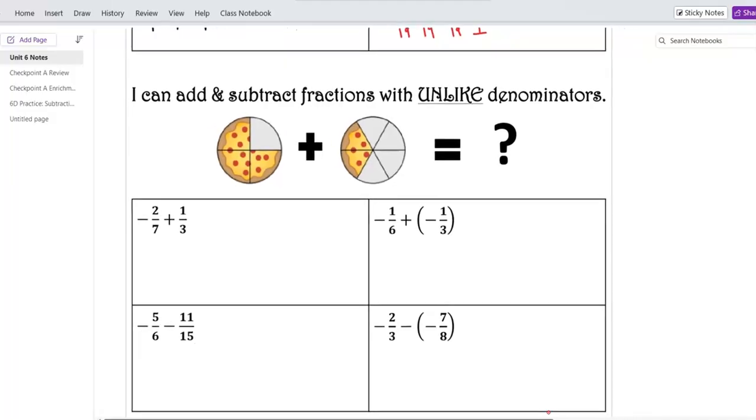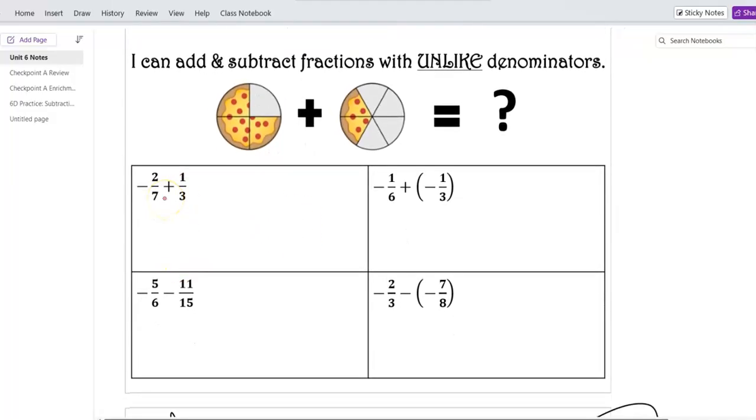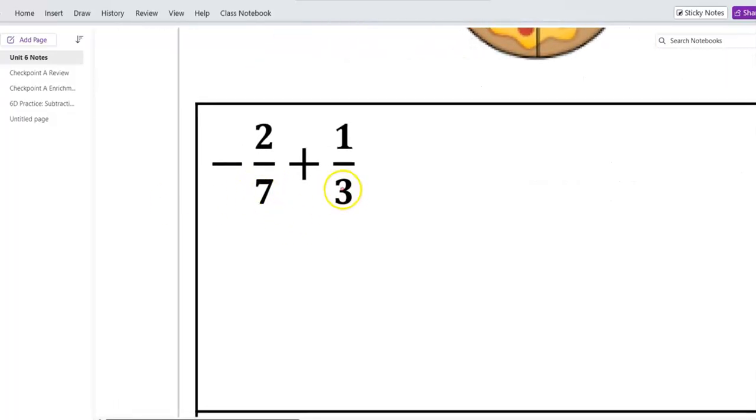4 more questions here. I can add and subtract with unlike denominators. So now is when we are going to have to take an extra step because we have groupings of 7 here, groupings of 3 here, and those are not even. And so we will need to make these the same before we can actually do anything.